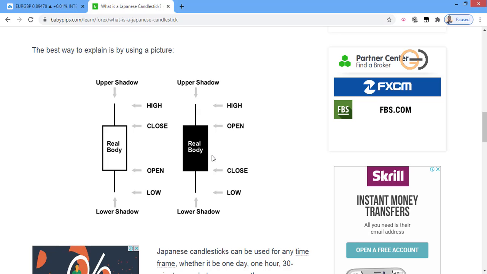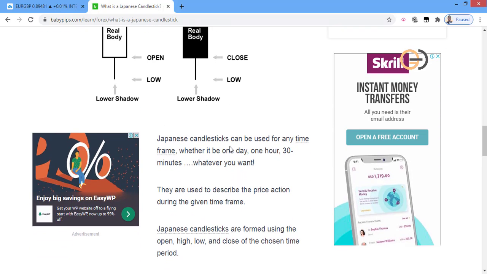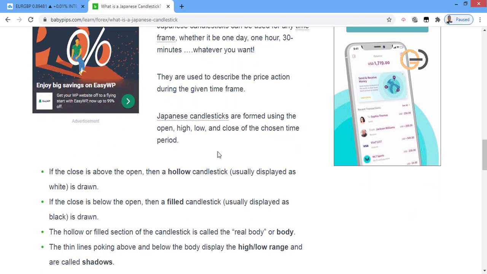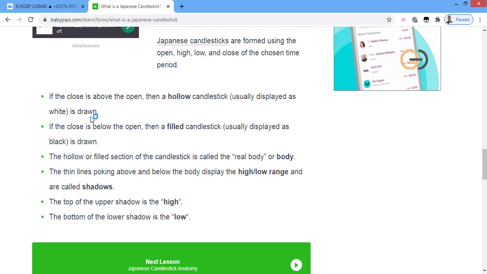If two candlesticks are in the same place and one has a longer wick than the other, then you know that the price is telling you something, because every candlestick is telling the story of what the buyers and the sellers are doing at that particular time. Japanese candlesticks can be used on any time frame, whether it be the 1 day, the 1 hour, the 30 minutes, whatever. They are used to describe the price action during the given time frame, and are formed using the open, high, low, and close of the chosen time period.